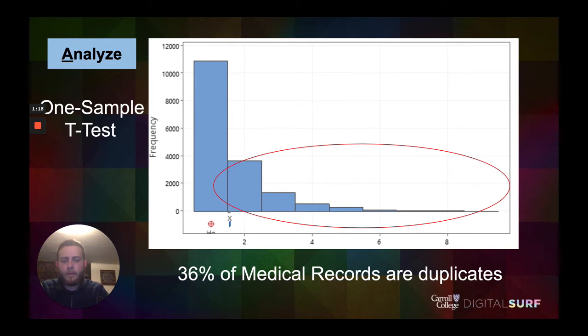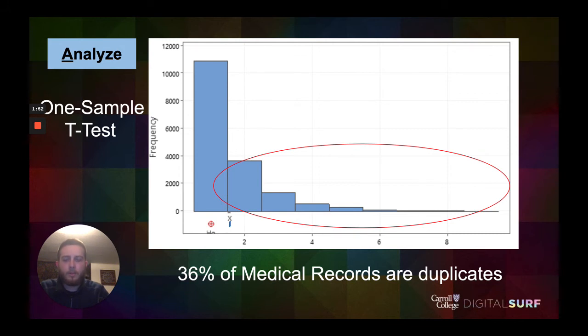And then that y-axis is the frequency of it, so how many thousands of times that we get that many requests. So what we've got circled here is the number of medical requests that are duplicates, and anything greater than 1 in our eyes is a duplicate.